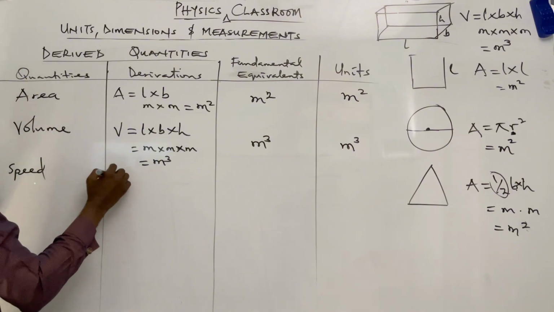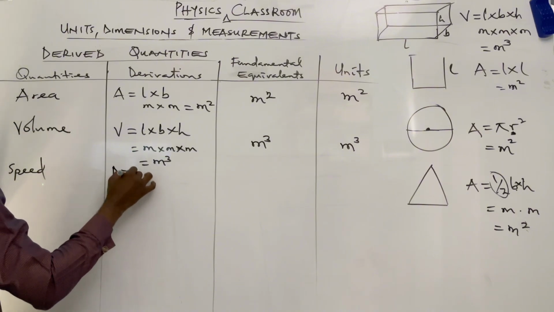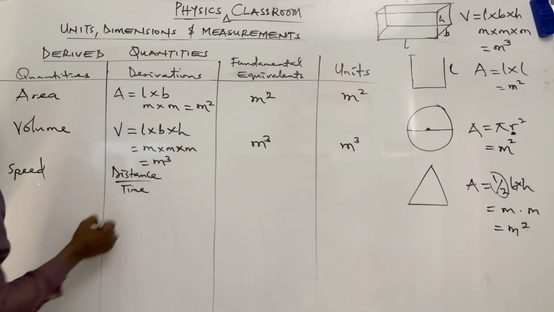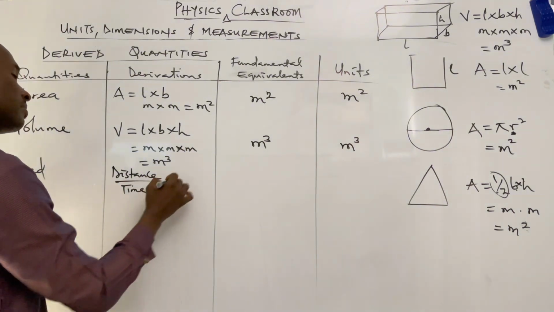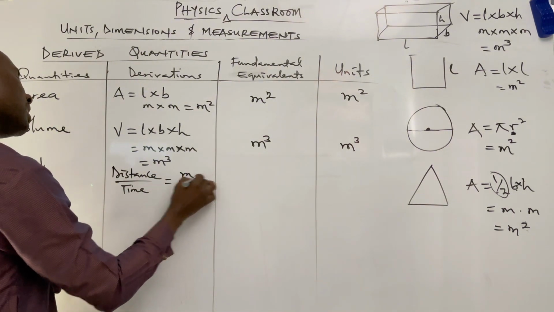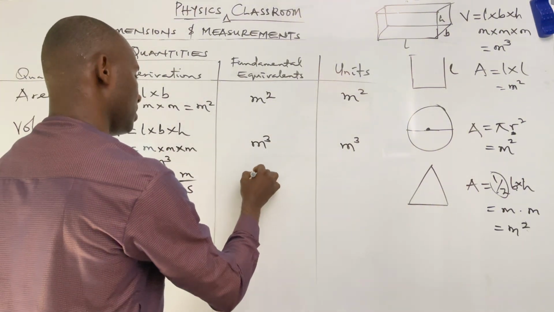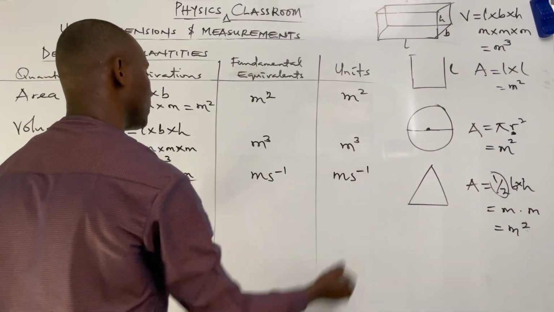The formula for calculating speed is distance over time. Distance is measured in meters. Time, on the other hand, is measured in seconds. So we have meter per second, and the unit is also meter per second.